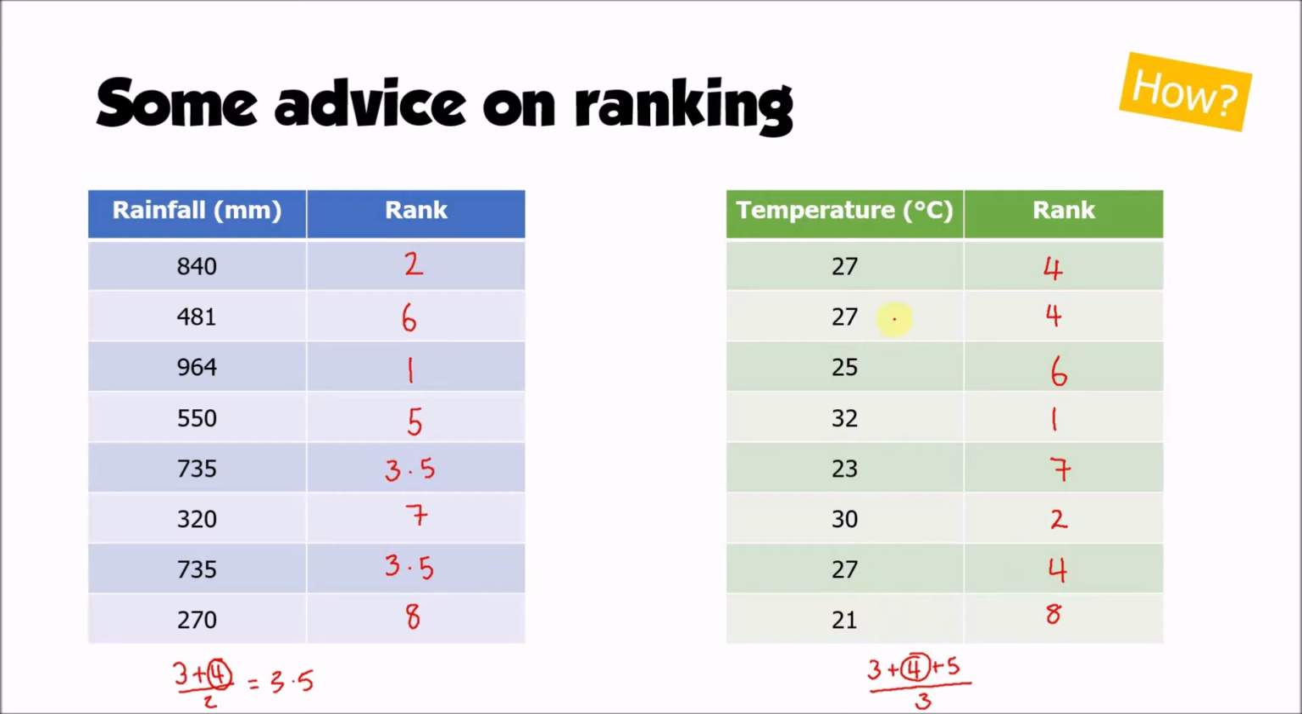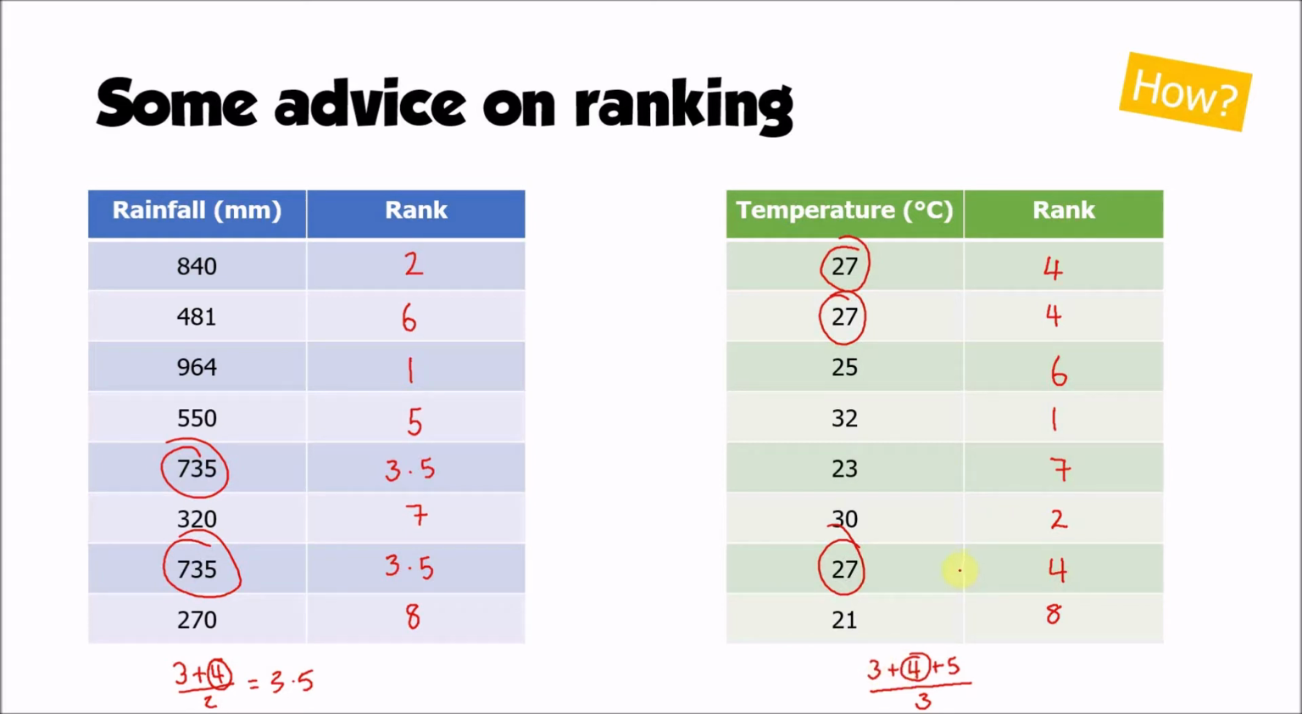If 2 or more observations have the same value, like 27 here, okay, or 735 here, we are giving a mean or an average rank. That doesn't always mean it's going to end in a 0.5. If you have 2 observations, then it will. But if you have 3, then it would be a whole number. Okay, so you need to think carefully about how you're doing this.